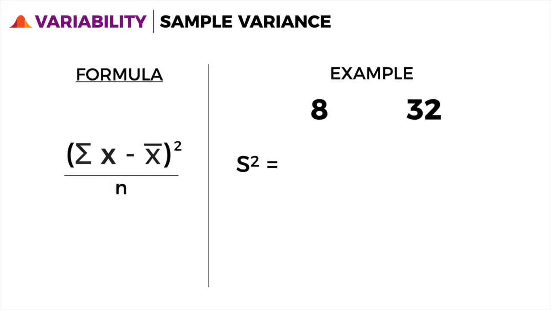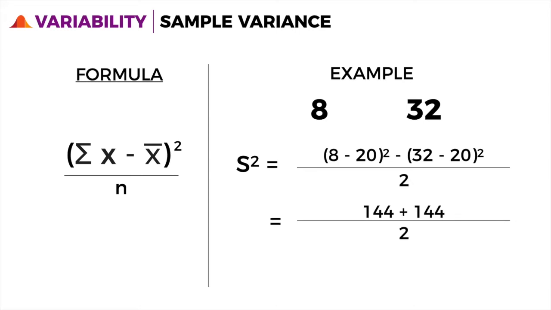Let's try solving using the same example that we had earlier, 8 and 32. We're going to use the sample variance formula. Remember that the mean earlier was 20. Sample variance is denoted by the symbol s squared. So we have 8 minus 20 squared, plus 32 minus 20 squared, all over n, the number of items that we're dealing with, which is 2. This refers to 8 and 32. We have the answer 144. So 144 is the variance, or how dispersed the data is.